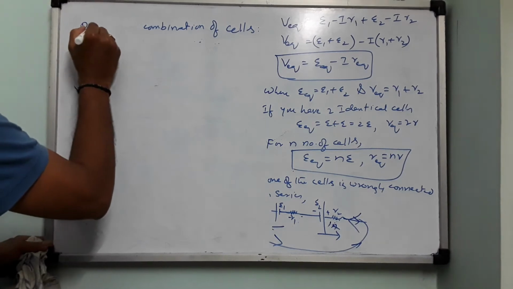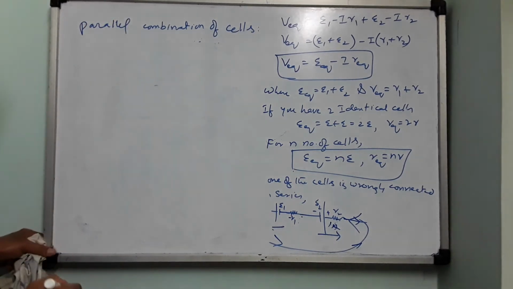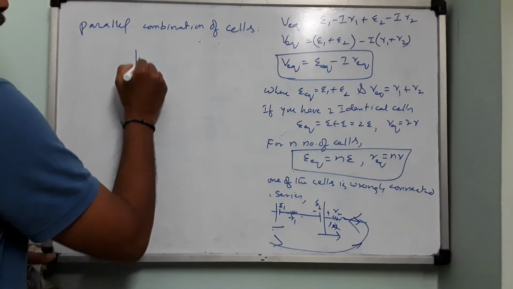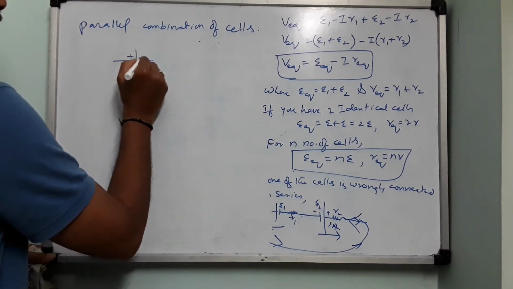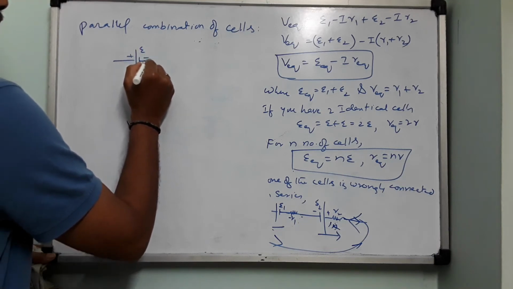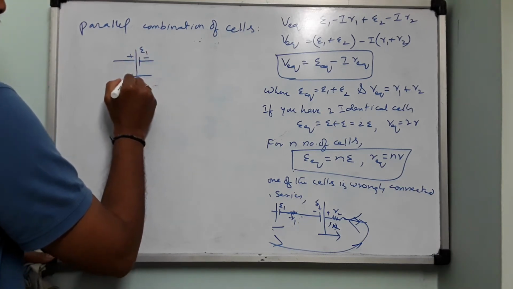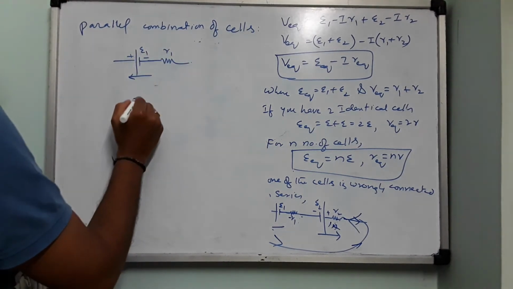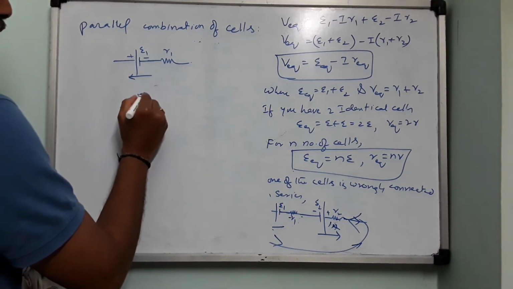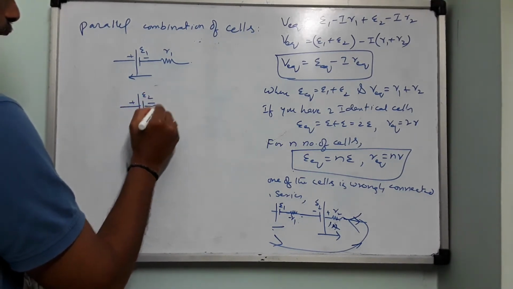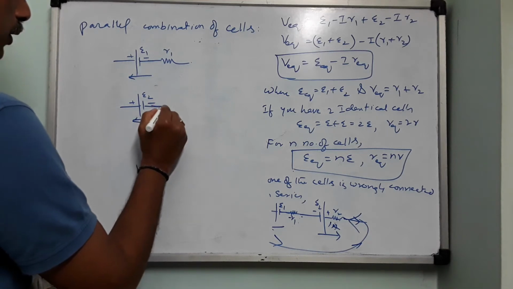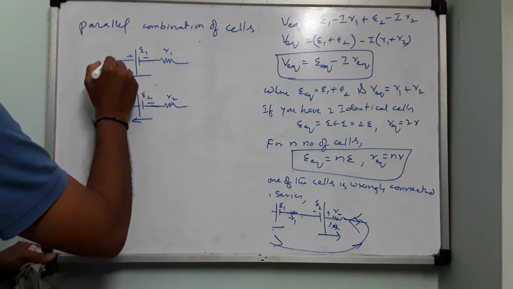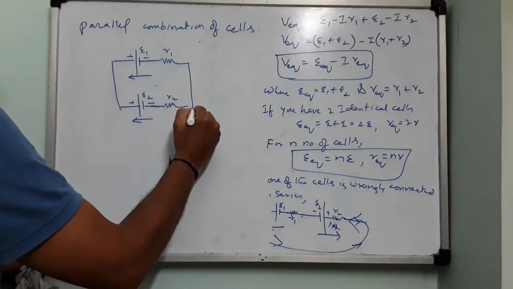So this is the parallel combination of cells. Again we will consider two cells only. Positive electrode, negative electrode, plus, minus, EMF E1, direction of EMF, and this is internal resistance R1. We have another cell of EMF E2, plus, minus, direction of EMF, and this is R2. Now, these two are put in parallel to each other.